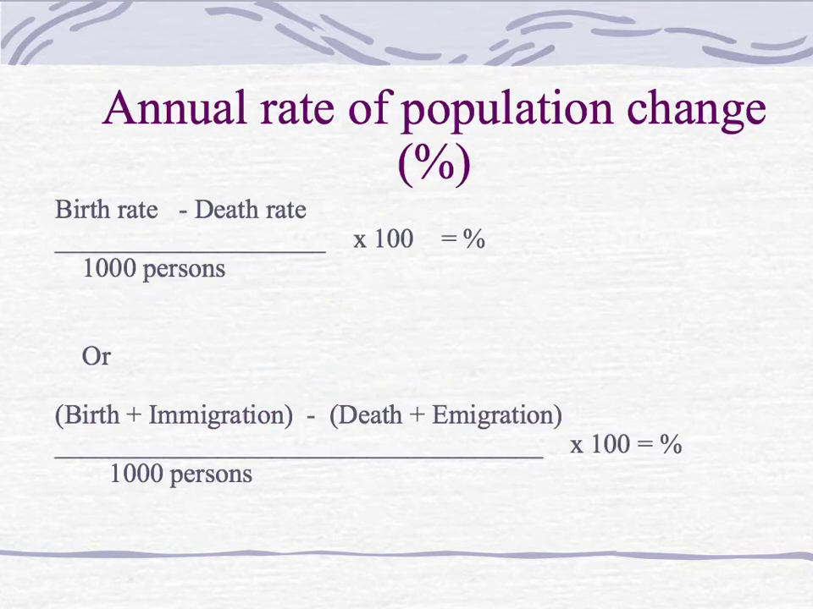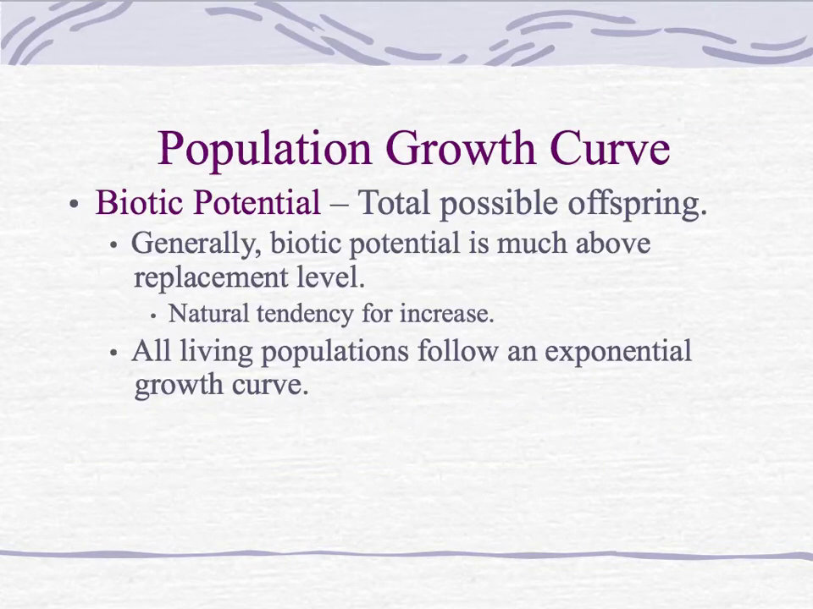Here is a calculation that we can use to figure out the annual rate of population change. So birth rate minus death rate divided by 1,000 persons times 100 gives us a percent in that population change. What is a more accurate equation is this one, because it's accounting for that immigration and emigration. So birth plus immigration, subtract death plus emigration, divided by 1,000 times 100 will give you that annual rate of population change.